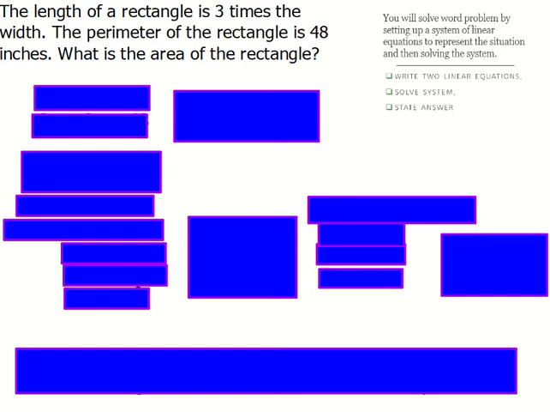The length of a rectangle is 3 times the width. The perimeter of the rectangle is 48 inches. What is the area of the rectangle? So for this problem, we're trying to find the area of the rectangle.